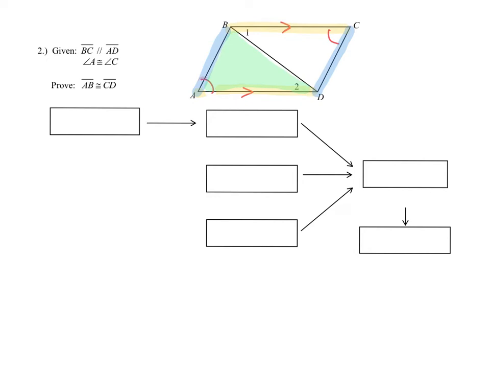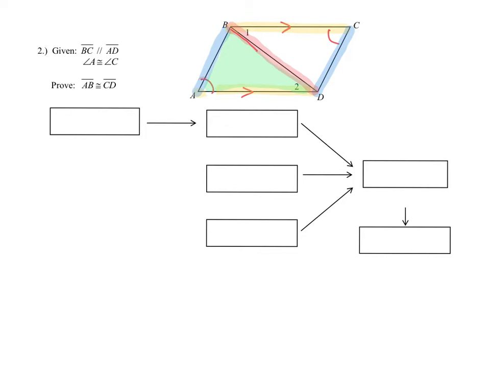Let me see if I have another color. I guess I could use red. Let me highlight this segment. Oops, that's not a highlighter. Just a second. Get the right button. Okay, there we go. Let's think of that segment BD as a transversal. So when we have parallel lines cut by a transversal, remember that's going to give us a pair of alternate interior angles that are congruent. So I think we're going to get plenty of parts to get the green triangle congruent to the white triangle.